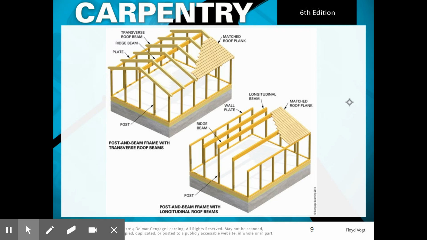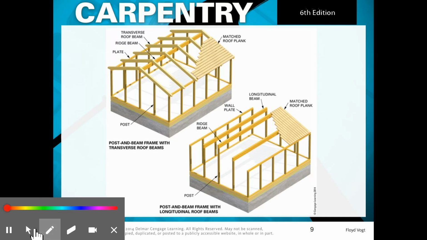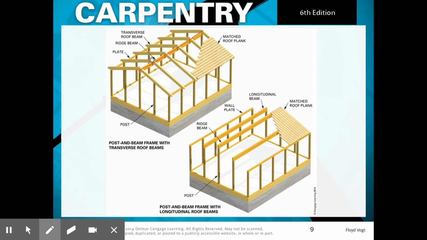Here's two different versions of post and beam construction. So on this one, we have our ridge beam, and then we have our transverse roof beams coming down. In this example, we have longitudinal post and beam construction. So they just run front to back, the length of the building. And again, here's our roof plank, and then our floor would be the same. On this one, our floor plank is run this way.